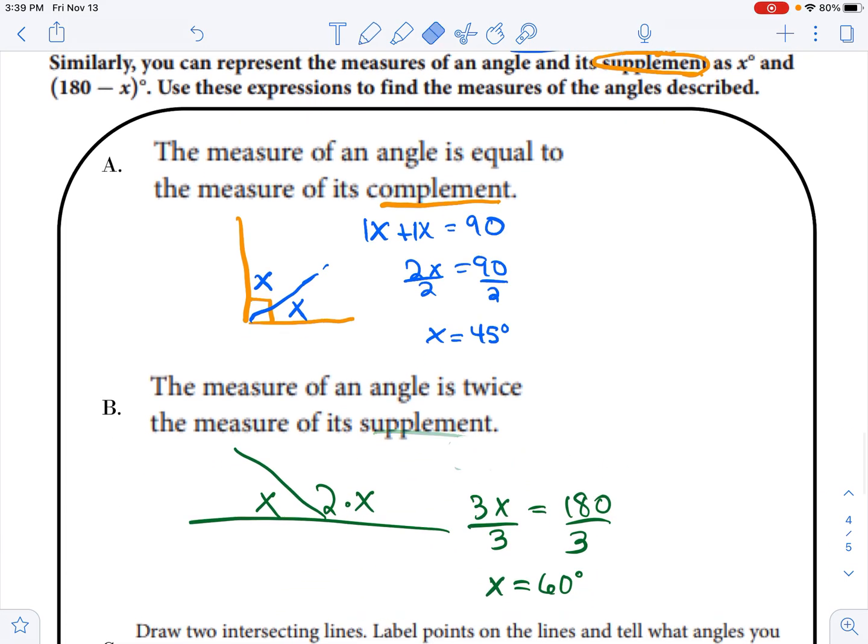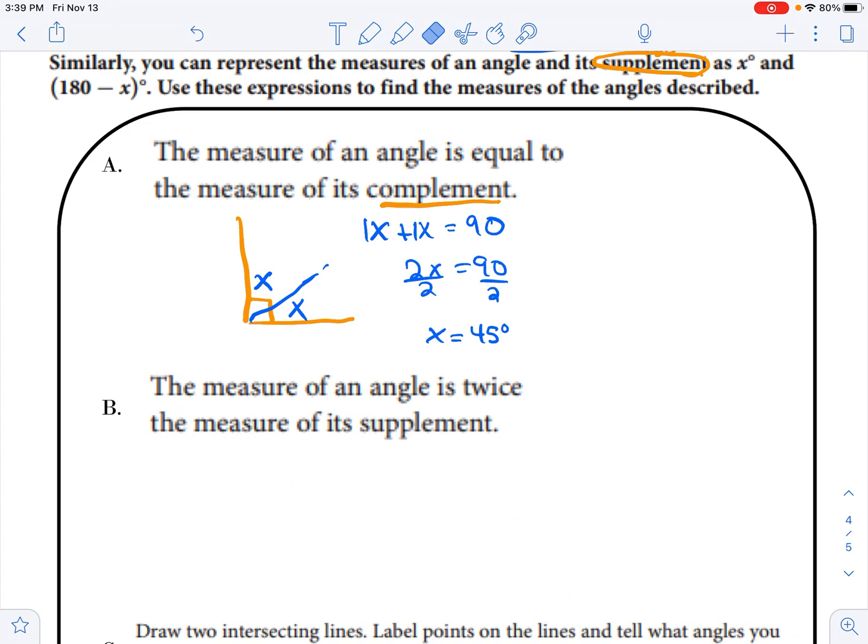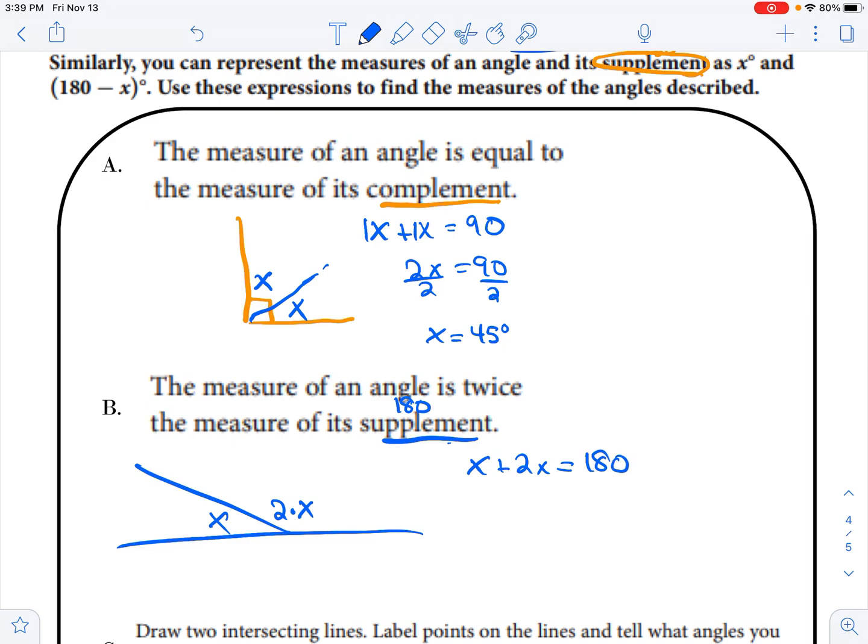So then it says the measure of its supplement. Supplement means they add to 180. So supplement right there, that means 180. The measure of an angle, so I'm going to draw a line. The measure of an angle, some angle, we'll call it x, is twice, 2 times, the measure of its supplement. And so now I know if I add these two together, I'm going to get 180 degrees. So we say 2x plus 1x is 3x. And divide by 3. X is equal to 60 degrees.